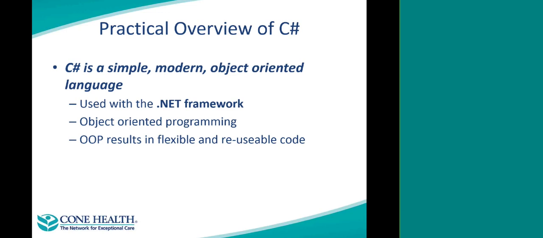C# is a simple and modern programming language, and the big thing there is it's object-oriented. It uses the .NET framework, which is basically a code base that Microsoft supports and allows you to stand on their shoulders and not have to do everything from scratch, and you can pick up common things from them. And the fact that it's object-oriented, you may not have heard that phrase before. Basically, that means your code can be flexible and reusable, and it comes in units called classes that you can make generic and then reuse in different ways.